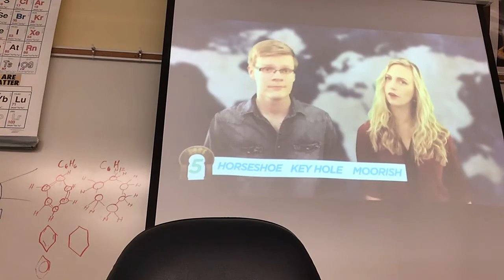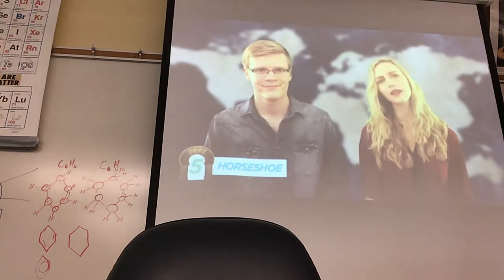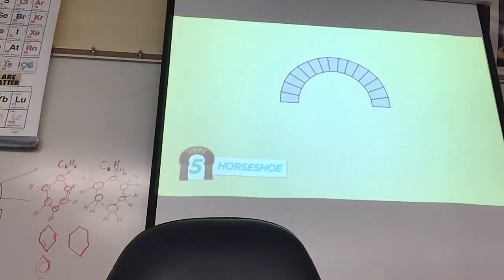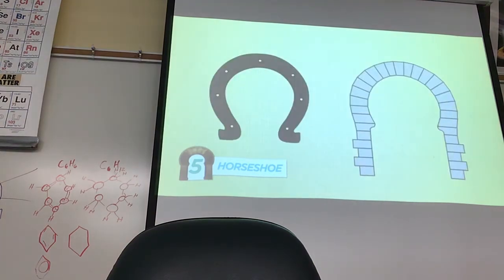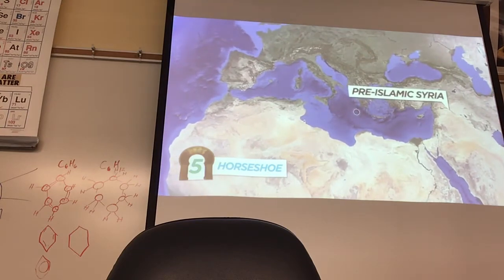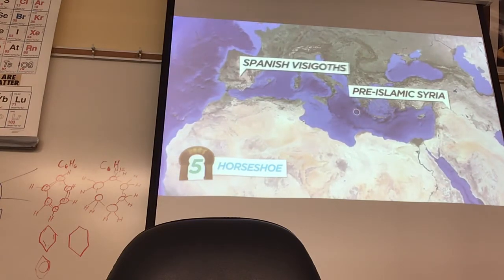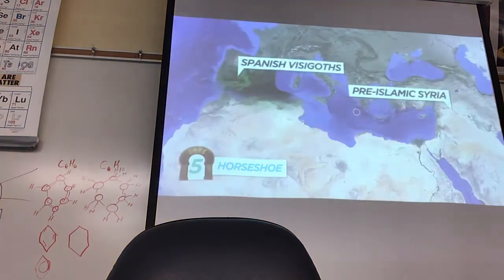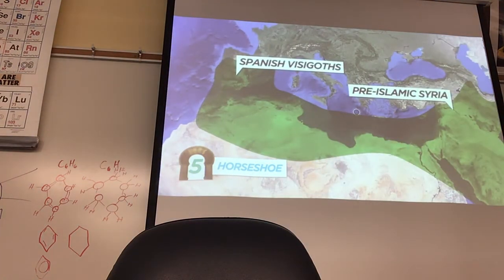Next, we have the horseshoe arch, also known as the keyhole arch, Moorish arch, or Islamic arch. Functionally, it's similar to a Roman arch, but its curve stretches beyond a half circle, creating a distinctive horseshoe shape. It first appears around 300 CE in pre-Islamic Syria, but it was largely adopted by the Spanish Visigoths, the guys who sacked Rome, who then spread it throughout the entire Islamic Empire.